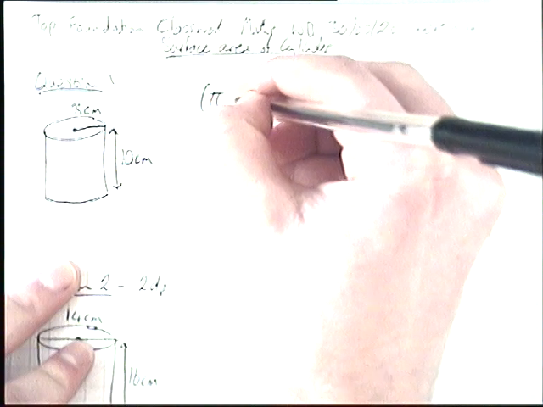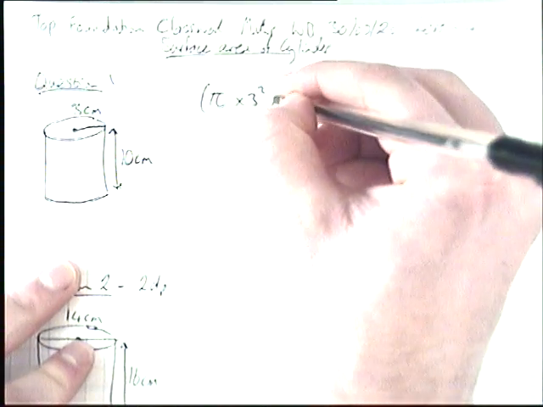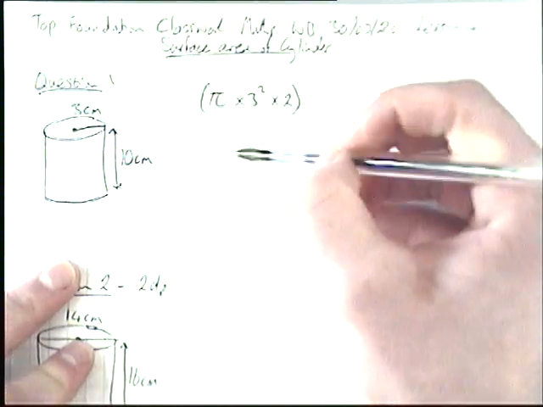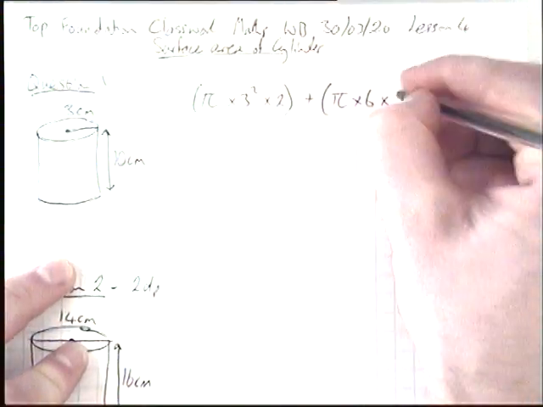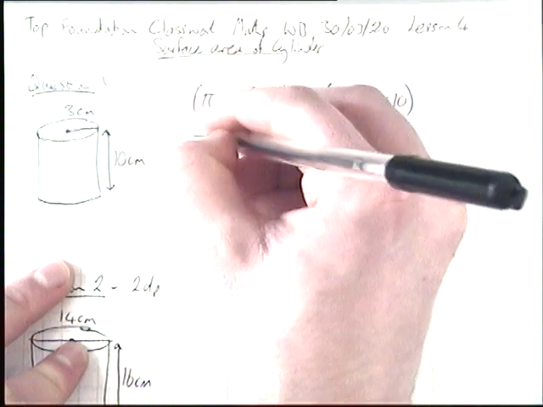So we've got pi times 3 squared times 2, because we've got the circle on the top and the bottom. And we're going to add that to pi times the diameter, which will be 6, because of course it's double the radius, times by the length of 10.